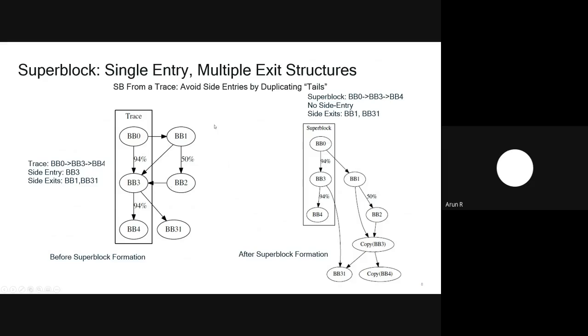So how do we transform such traces into superblocks, where we have the single entry and multiple exit properties? How do we preserve that? We'll do that by replicating code. So assume that, for instance, you take this trace which has side entry BB3 and side exit BB1.